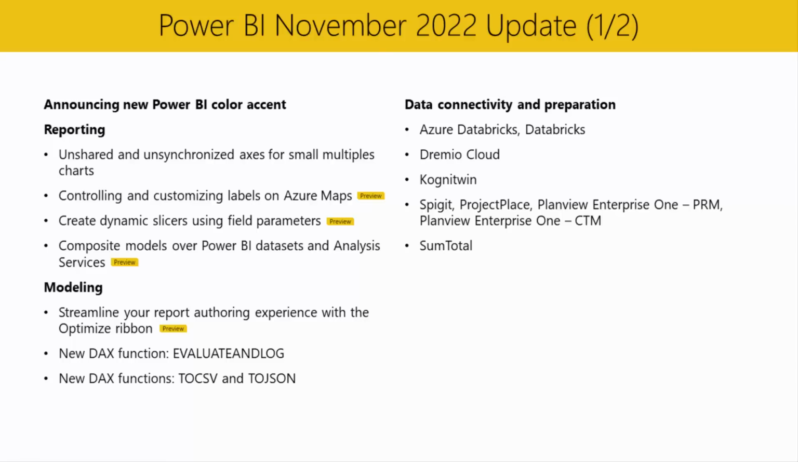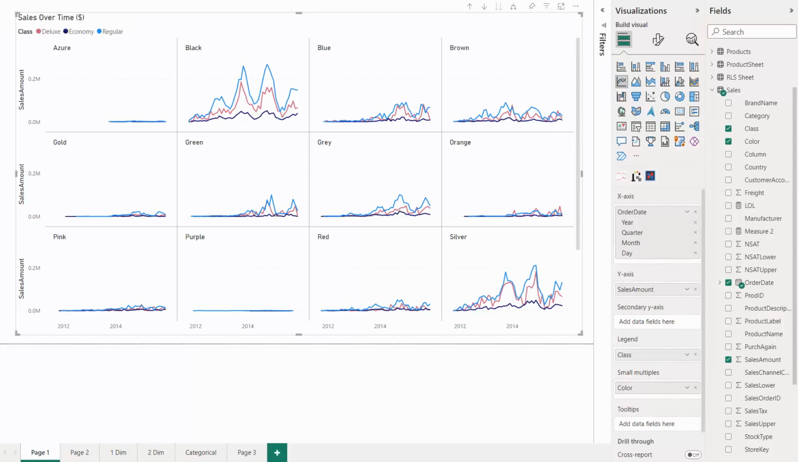Getting into our features, we have some exciting new items for you in the reporting section. First, you can now unshare and unsynchronize the axes of your small multiple charts. This new capability is especially useful when the ranges of your data are very different and you're more interested in comparing their trends across time than their absolute values. Ram will show us a demo of this feature.